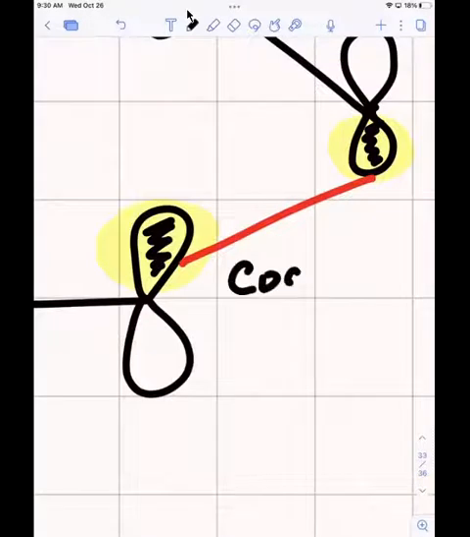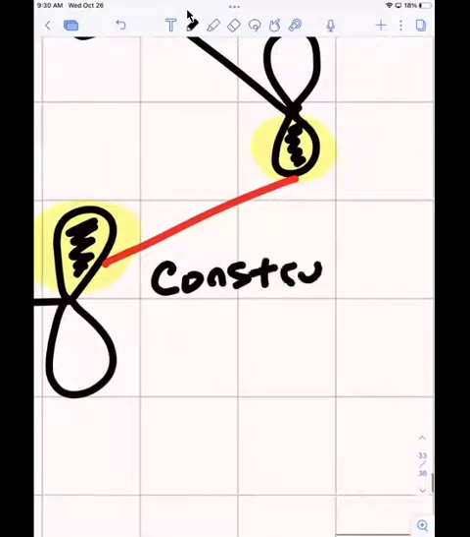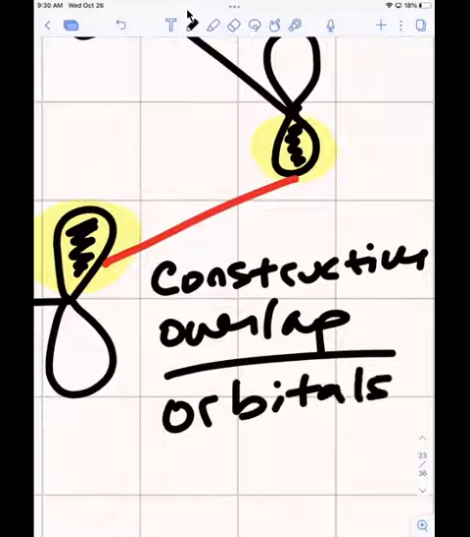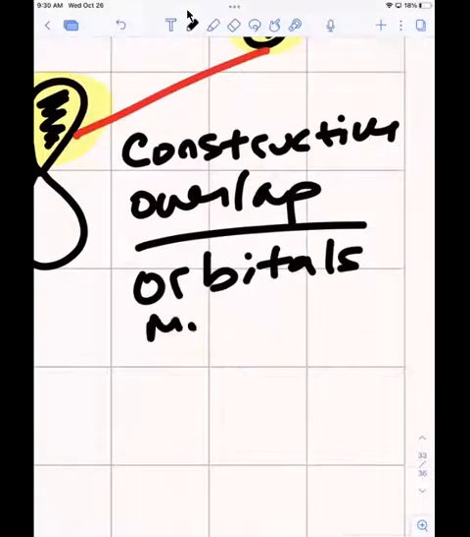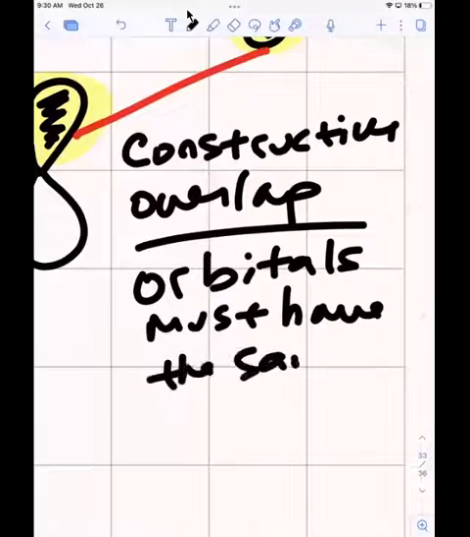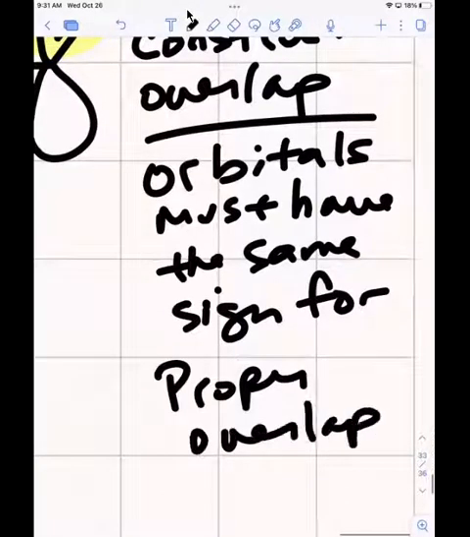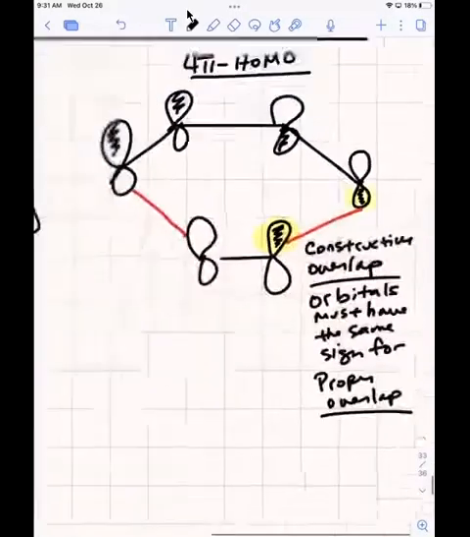So this is what we call constructive overlap. So the orbitals have to have the same sign. If they don't, then they're going to cancel. So we got to have the same sign for proper overlap.